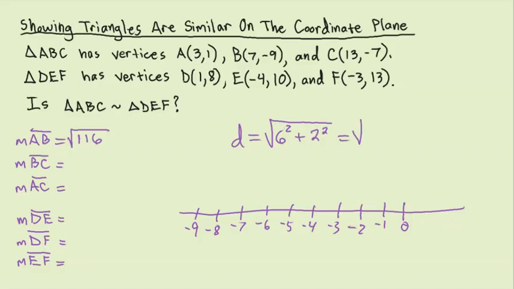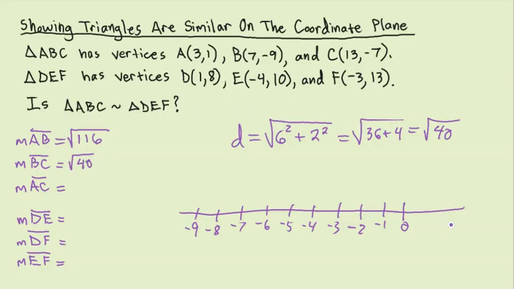Okay? So this is going to be the square root of 6 squared, which is 36, plus 2 squared, which is 4. So put a 4 here. So it's the square root of 36 plus 4, which is the square root of 40. And so that is the measure of BC. It's the square root of 40.